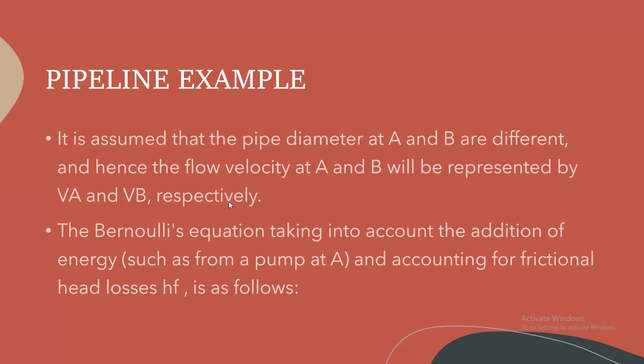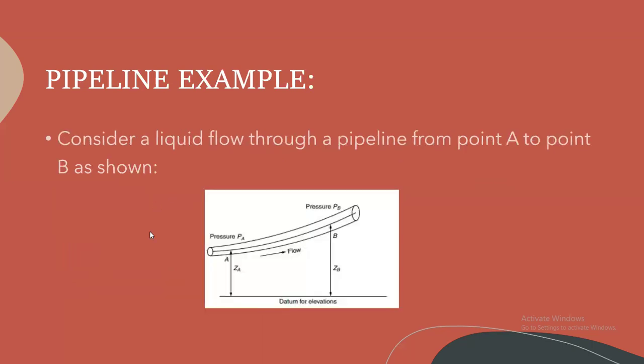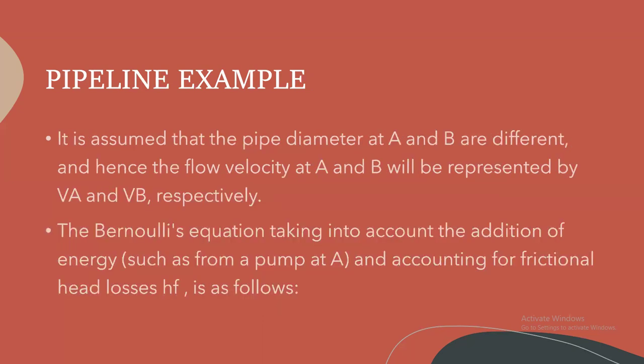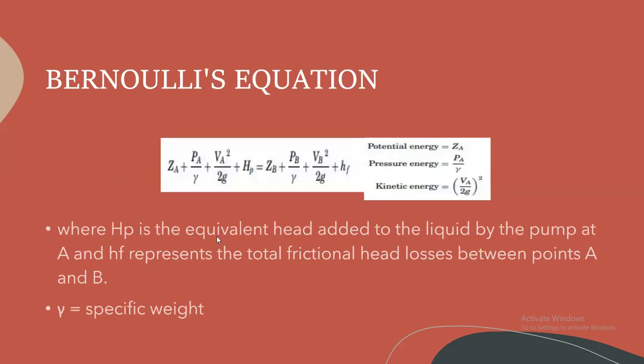The Bernoulli's equation, taking into account the addition of energy, such as from a pump at A, and accounting for frictional head loss, HF, is as follows. So we are saying we have a pump here which is inputting some energy, but also as this fluid is flowing along this pipe, it loses some energy, which we call friction loss. So the resulting Bernoulli equation is like this, which means energy at point A is equal to energy at point B, using the conservation of energy.